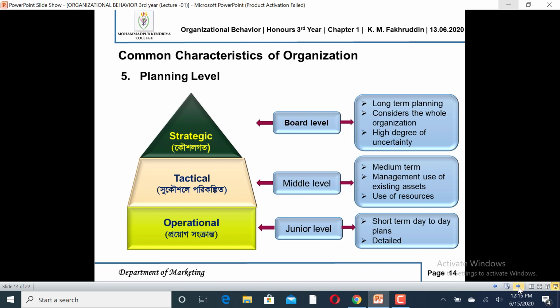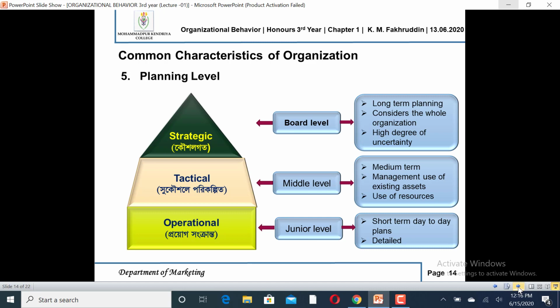Tactical. In this planning level, planning is more specific. It is a middle management level. It's medium term planning and it is concerned with the management and use of existing assets, resources and capabilities. Tactical plans need to be aligned with strategic plans.